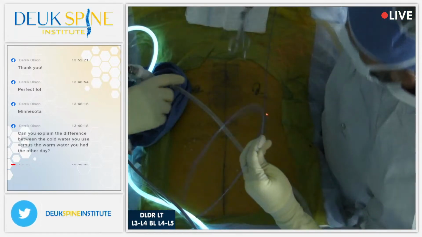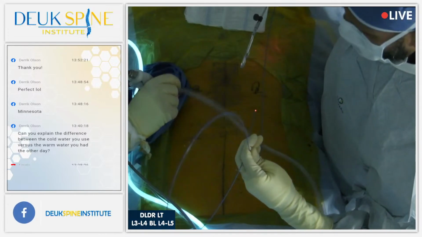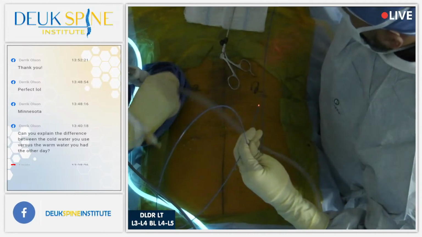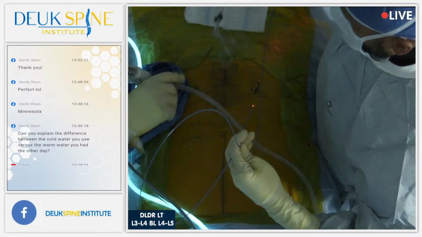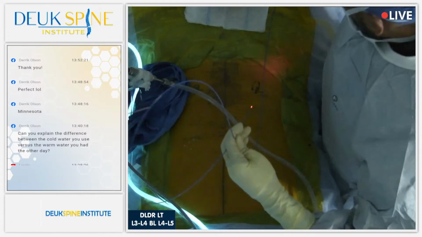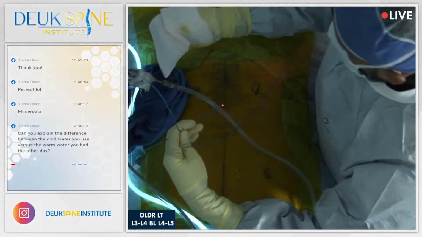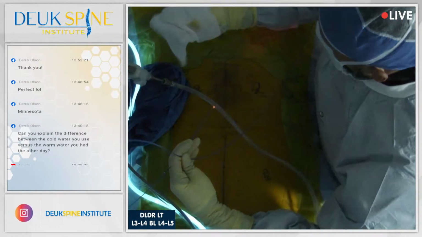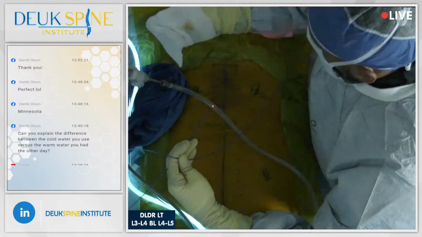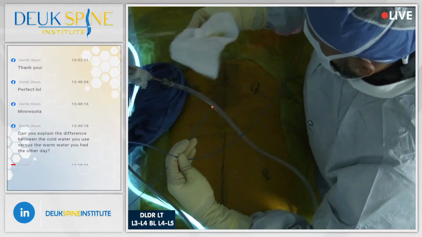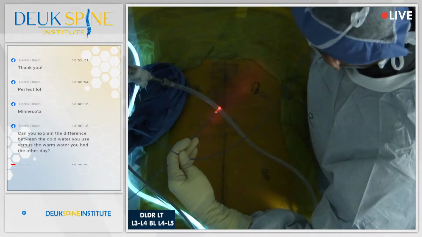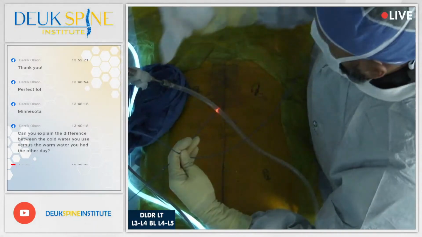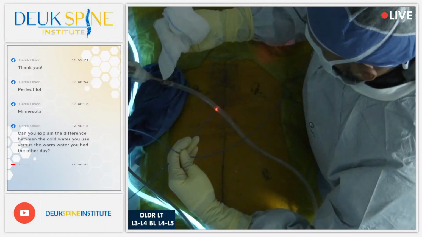Hold on. Let's see. All right, we are in the L4-5 disc once again, on the right side this time. How's my patient doing? Breathing, ventilating, saturating? Good. Are you happy? If you're happy, then I'm happy.